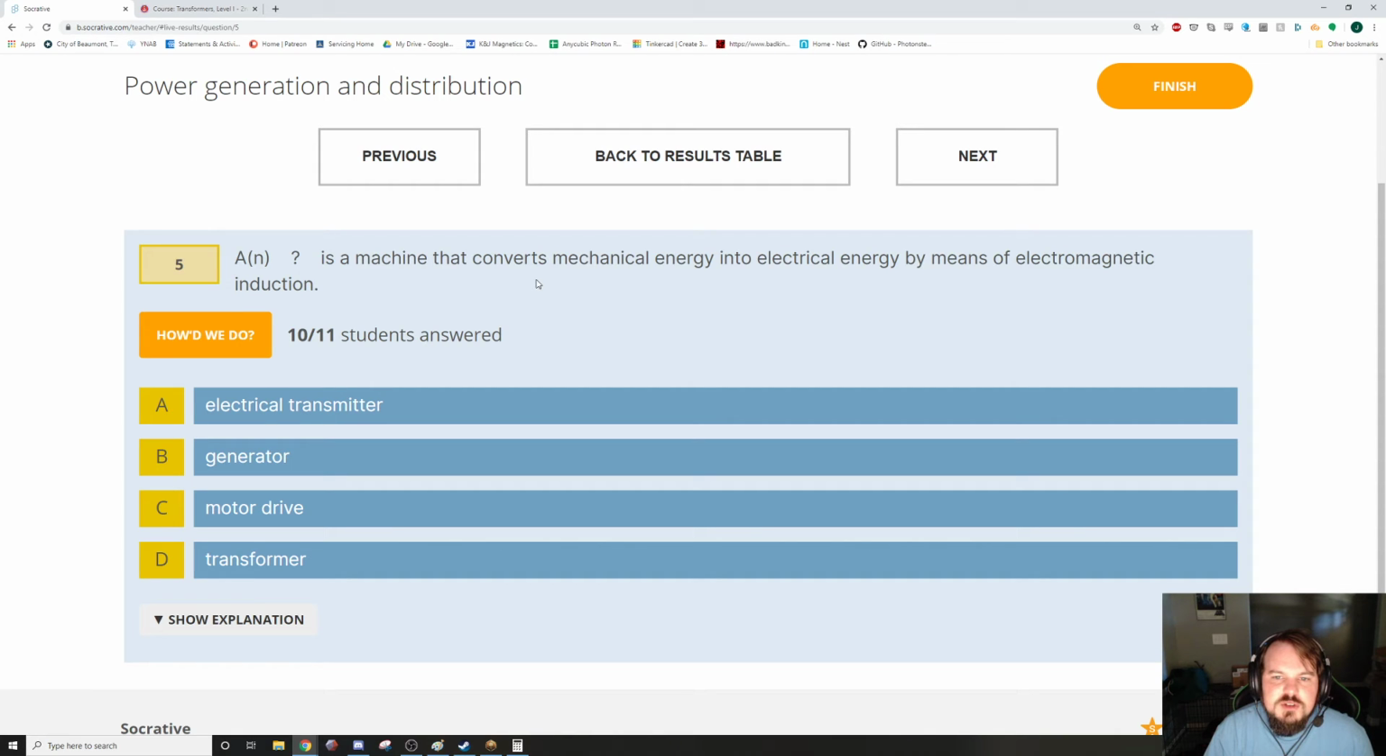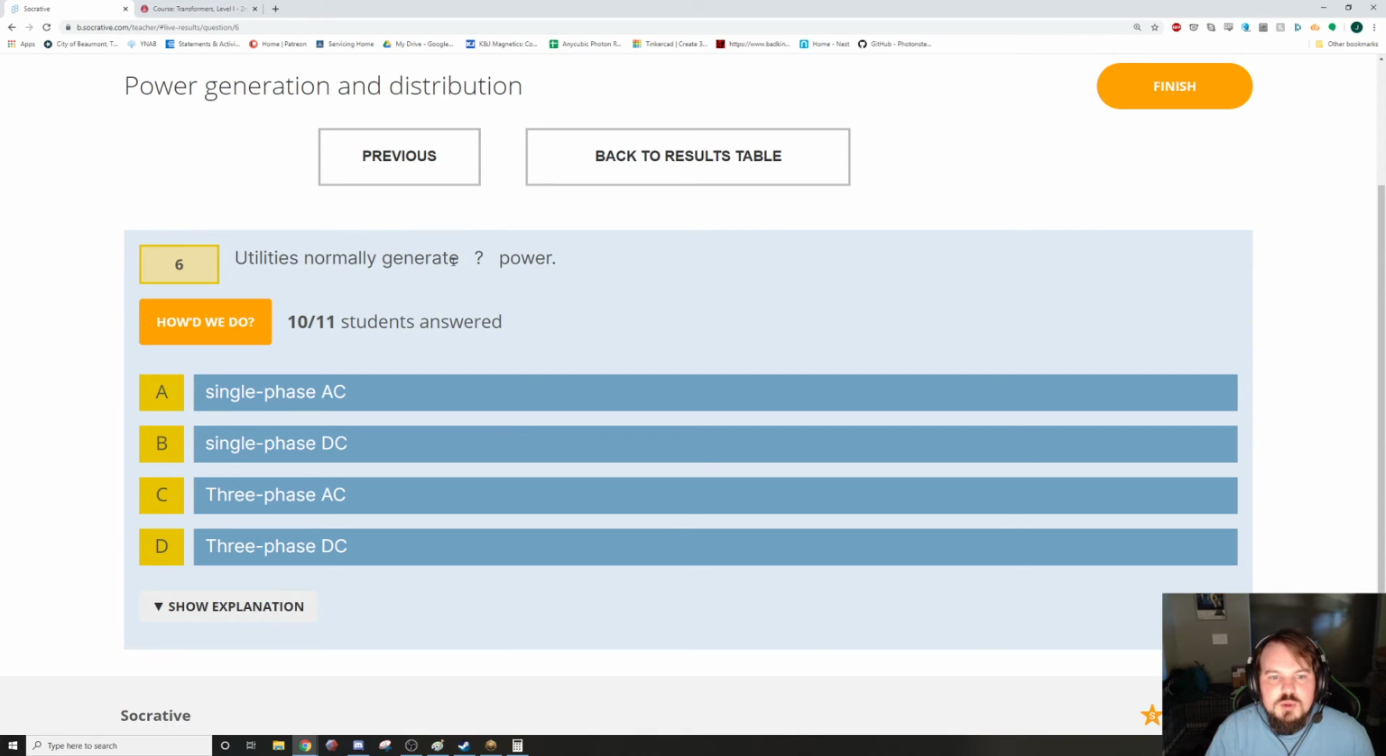A blank is a machine that converts mechanical. Okay, this is a generator. That's simple. All right, utilities normally generate three-phase AC power. Yeah, it's easier for them to generate three-phase and then split that off into single phases for houses, because some people are going to use the three-phase power, than it is for them to generate single-phase and then also three-phase. They can just generate it all as three-phase, and then some of them are going to be single-phase.